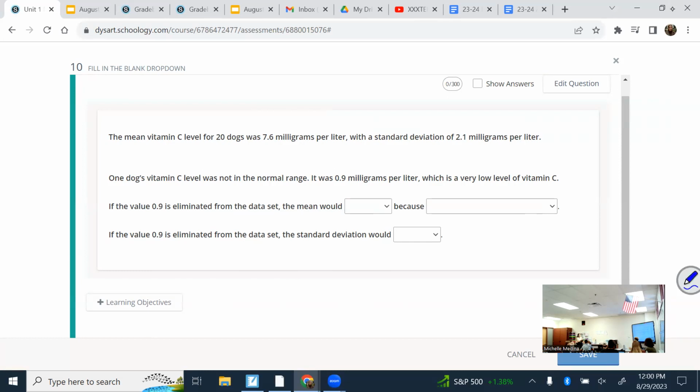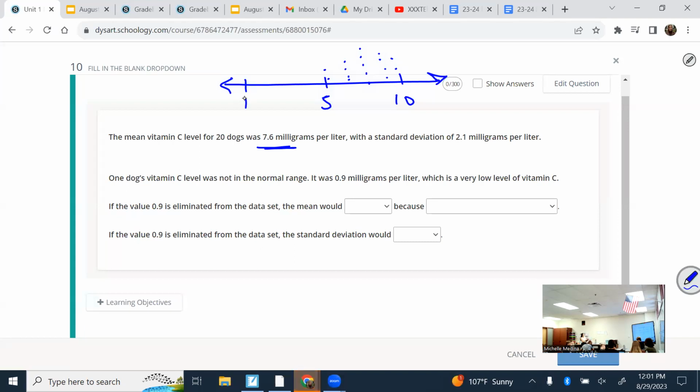So if you need help visualizing this, it said that my mean is about 7.6. So let me just put some numbers on here. If it's about 7.6, then that means most of my data is around here. What it looks like exactly, I don't know because it doesn't tell me. But if that's my mean, then most of my data is around there. And then it says that we have a data point at 0.9. So in that case, 0.9 would be way over here. If we eliminate it, what does that do to the mean? Does it increase it or decrease it?